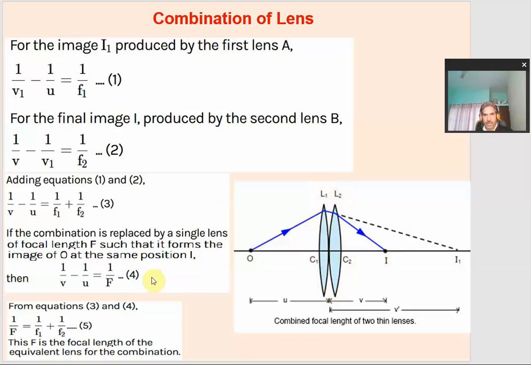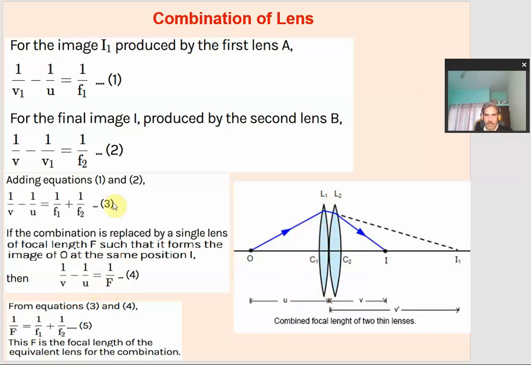So from equation numbers 3 and 4, what is this equation? This is nothing but the sum of these two equations, number 1 and number 2. So on the left hand side, this term just cancels out, 1 upon V1 minus 1 upon V1 just cancels out. Only 1 upon V minus 1 upon U is left, which is equal to 1 upon F1 plus 1 upon F2. And by using the generalized result for the combination of the lenses, or we can say for the one single lens which will produce the same effect as produced by these two lenses together.